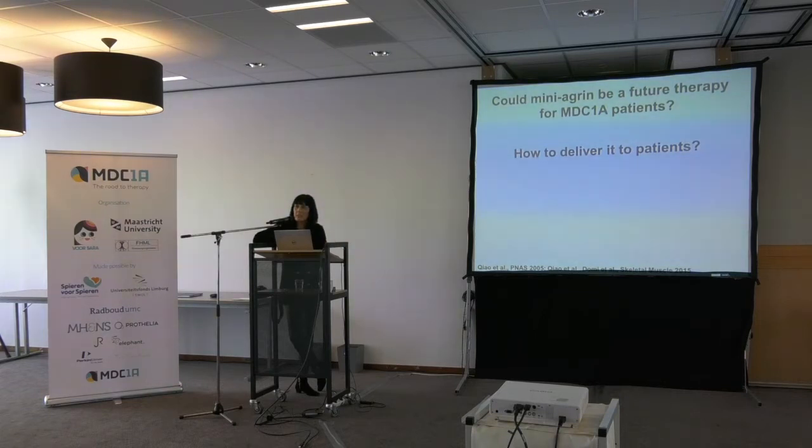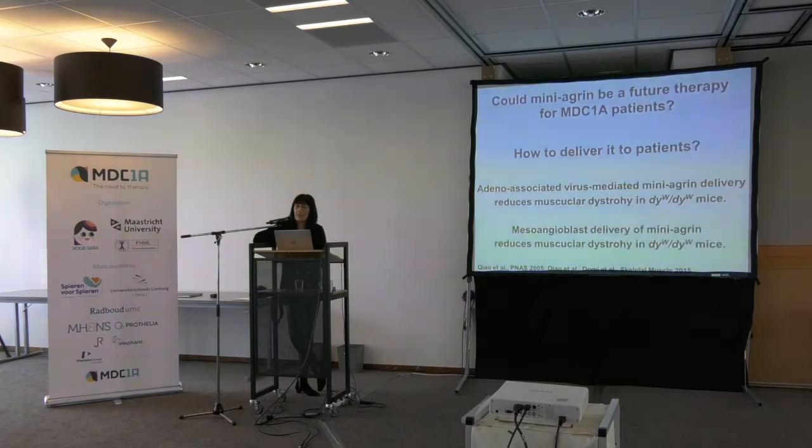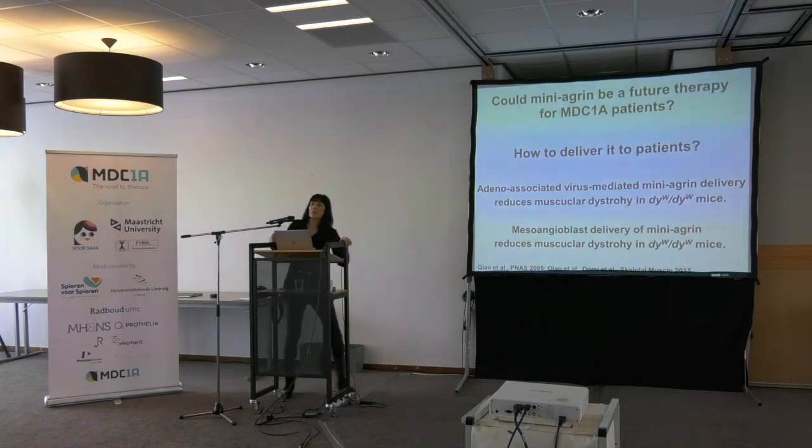Well, mini-agrin is a smaller molecule, so it can more easily fit in a virus vector. It has been shown, in work from Zhao Xiao's lab in collaboration with Marcus, that adeno-associated virus-mediated mini-agrin delivery significantly reduces muscular dystrophy in DYW mice. And also Stefano Previtali, where are you here? Yeah, maybe you can wave your hand as well. He's there. He has shown that you can deliver mini-agrin with a stem cell called mesangioblast, and that can also reduce muscular dystrophy in DYW animals.